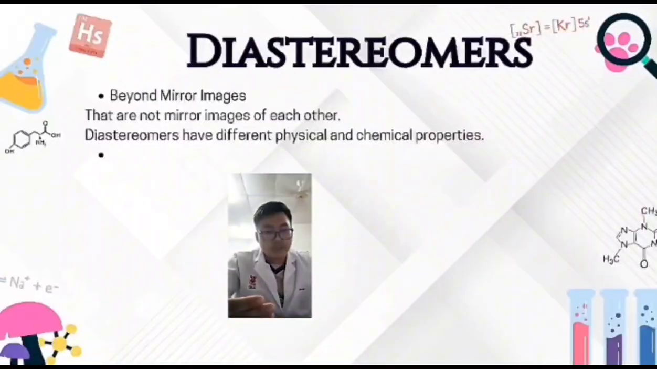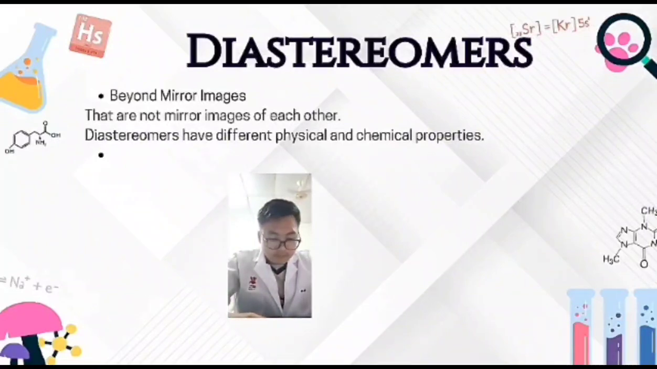Okay, diastereomers. They are not mirror images of each other. Diastereomers have different physical and chemical properties. In a molecule with n stereocenters, the number of possible stereoisomers is 2^n. The key property is different physical properties, like melting point and boiling point.